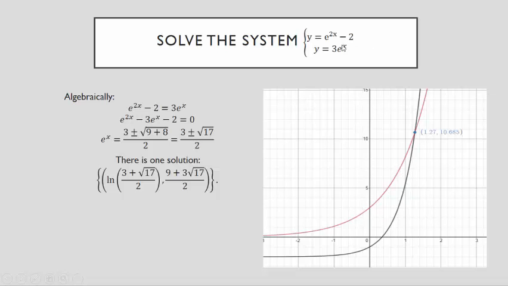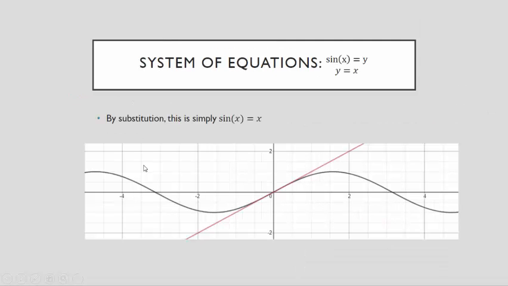Another trait, 3e to the x. You'll notice it has a bit of a stretch, that 3e to the x. It certainly wouldn't grow as fast as e to the 2x, but 3e to the x is a vertical stretch there. 3 is what's doing that. So this would be a graph and the algebraic solution for that system.